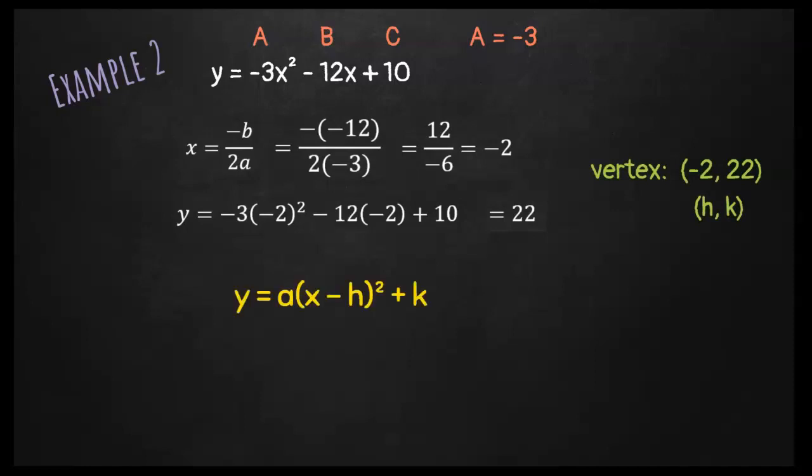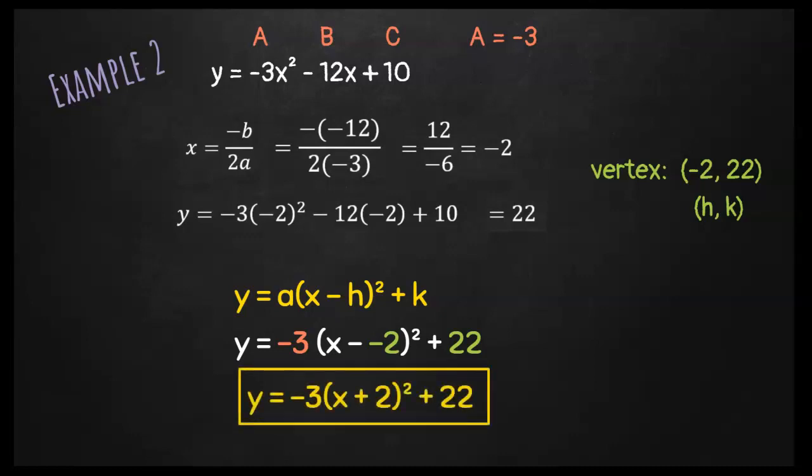So if I have my vertex form, I can take my a value and the h and the k and substitute it into the formula. Now, when I subtract a negative, it is the same thing as adding. So inside that parenthesis, I'm actually going to have a +2.